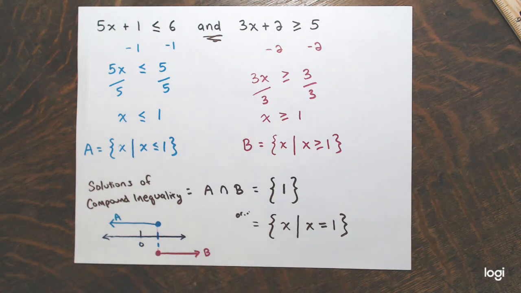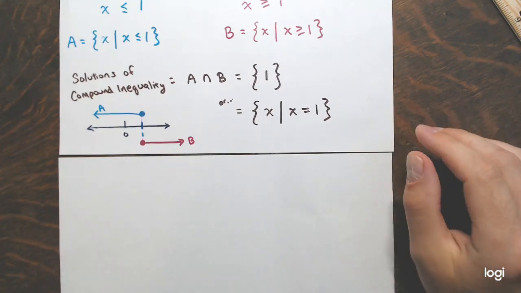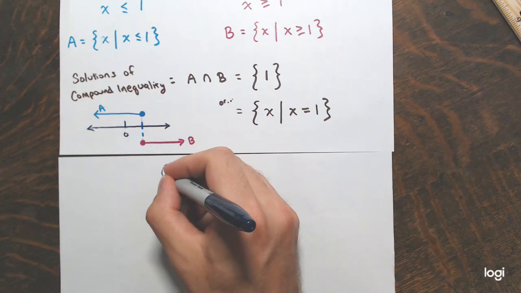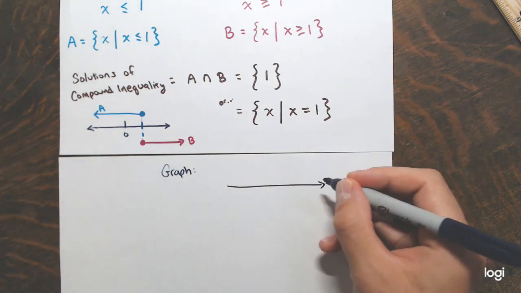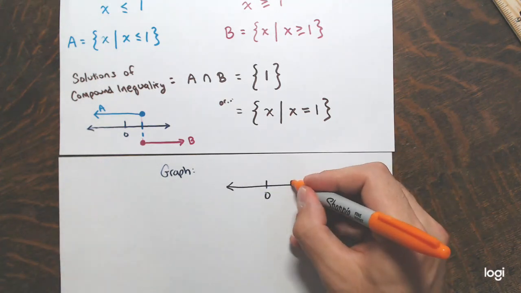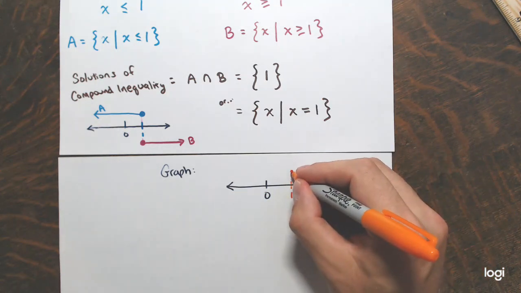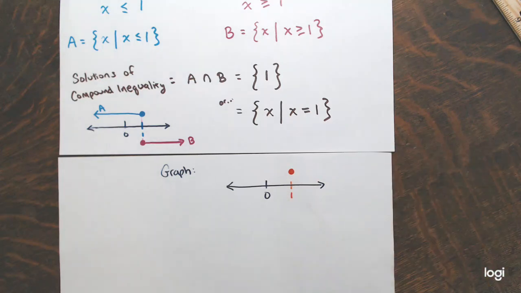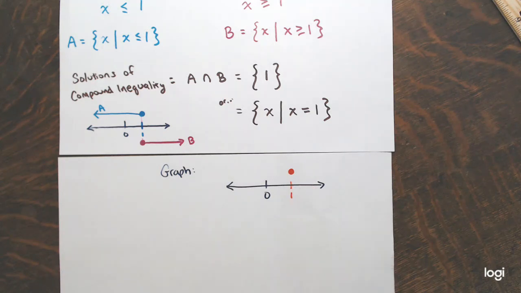And then again, you could make a graph of this. All right, there is actually a solution involved. So here's a graph of the solutions of this compound inequality. So number line here, there's 0, and here's the number 1, and that's the only solution. So I will simply put a single dot right above the number 1, and that's it. That's all I'm drawing, because that number is the only solution of our compound inequality.